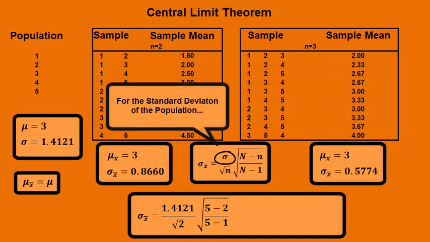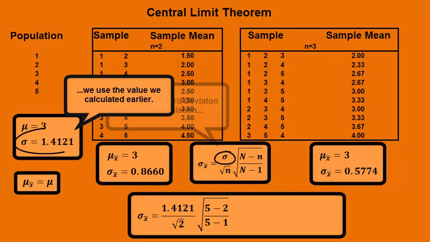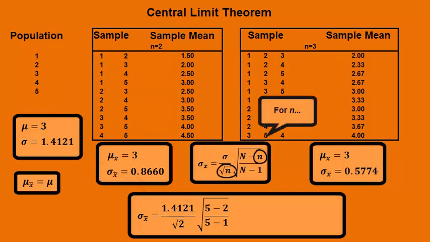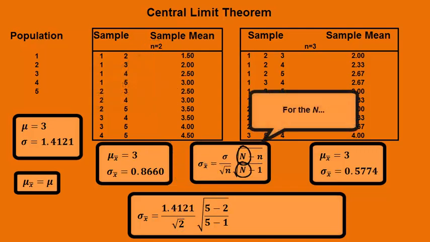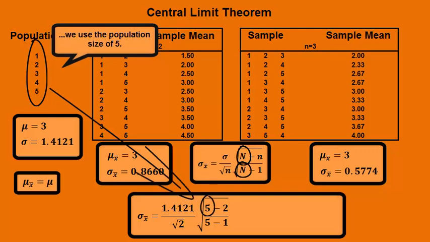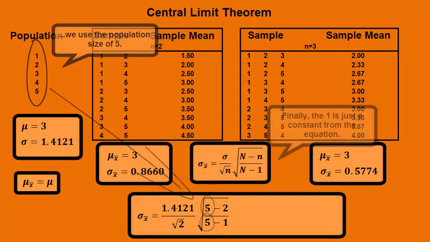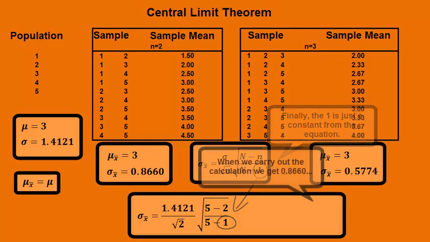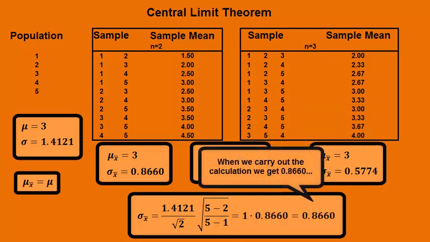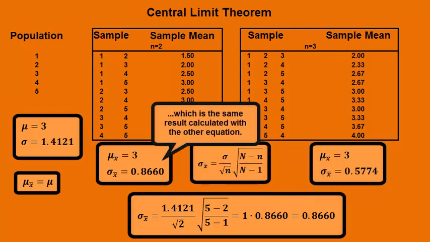For the standard deviation of the population, we use the value calculated earlier. For lowercase n, we use the sample size. For uppercase N, we use the population of size 5. Finally, the 1 is just a constant from the equation. When we carry out the calculation, we get 0.8660, which is the same result calculated with the other equation.